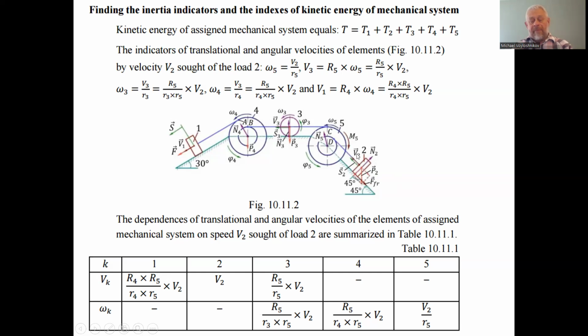subject to find, by which we redefine the motion of all elements of the mechanical system. It is the velocity of the load 2.